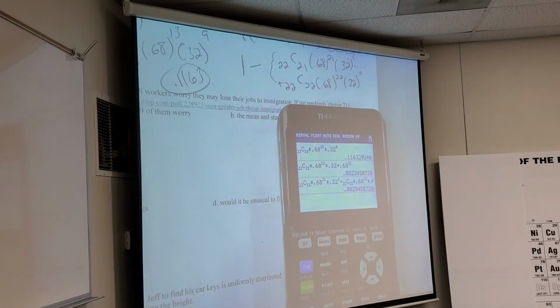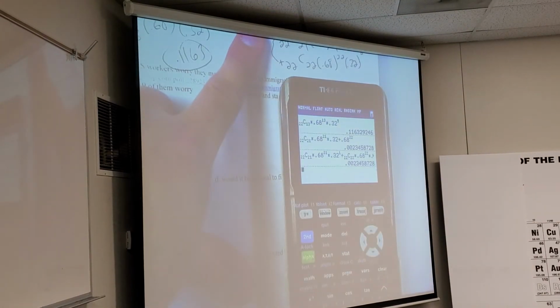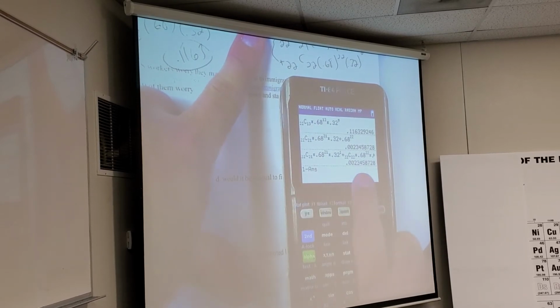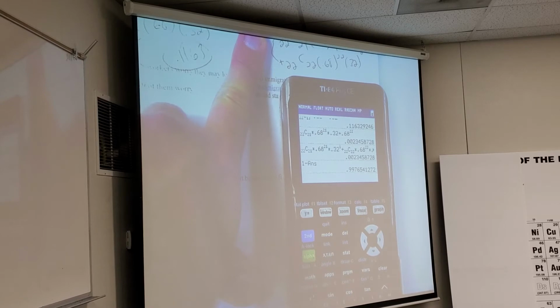Okay. And then you just take, now here's what I can do on the calculator: 1 minus the second negative, 1 minus the answer on the screen. Remember that ANS button that kicks ass? Bam. So at the end you should get 0.9977.